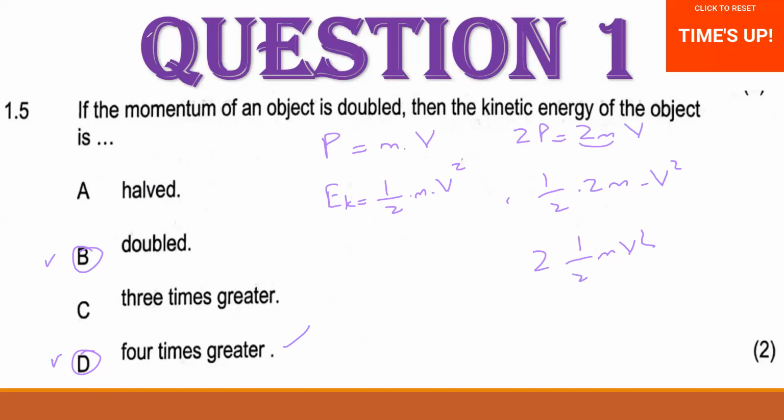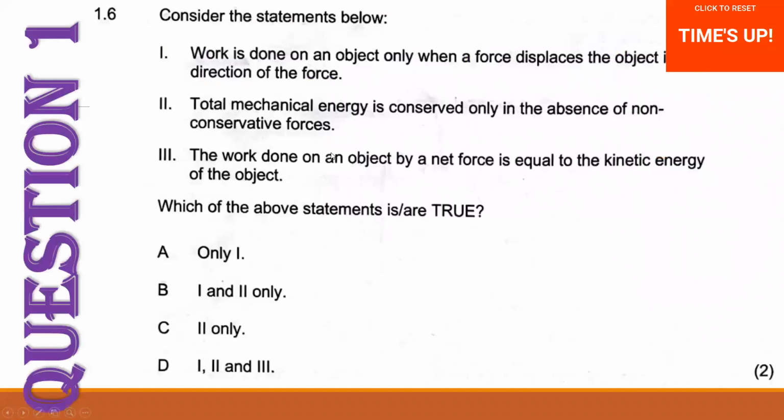Let's continue. So this is our question 1.5. Next question, work, energy, and power question. Which one is correct? We have 1, 2, 3 options: only 1, 1 and 2, 2 only, 1, 2, 3. Which one? Your time starts now. Please read the question and try. Time is going. Let's continue. Question 1.6.